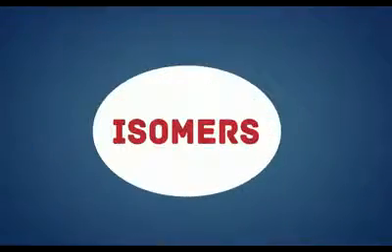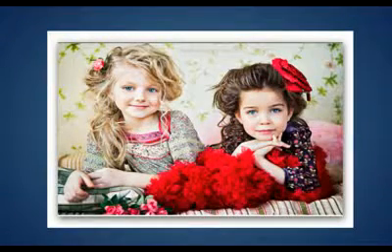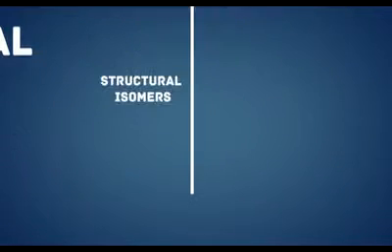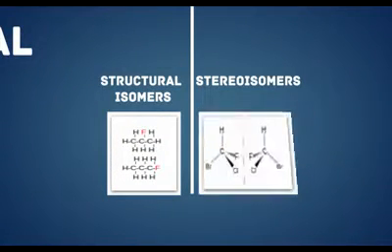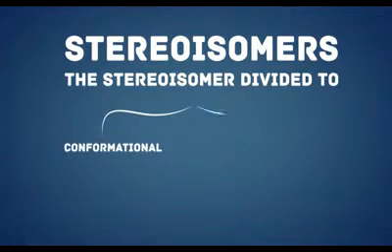Isomers are compounds that have the same molecular formula. Isomers are like twins. They look alike, but there must be some difference. The types of isomers are structural isomers and stereoisomers. Stereoisomers are divided into configurational and conformational.